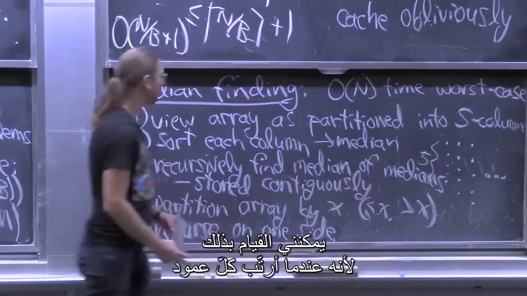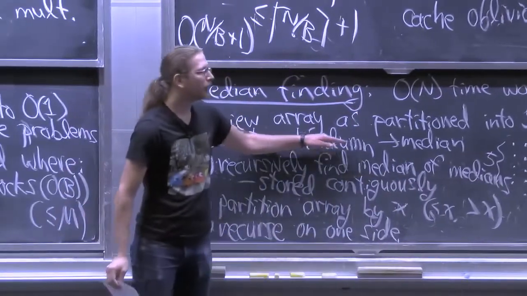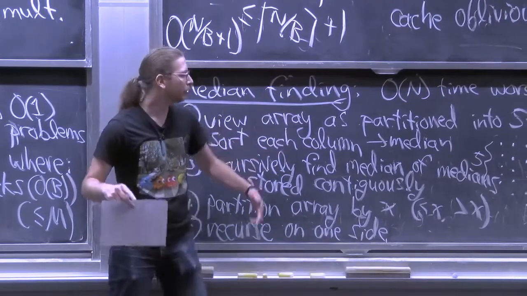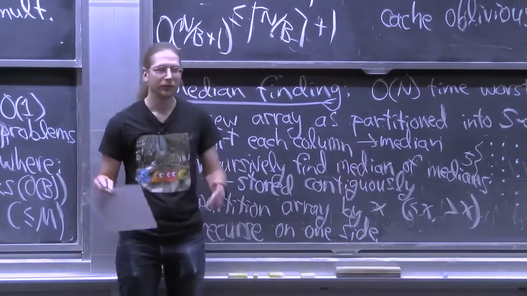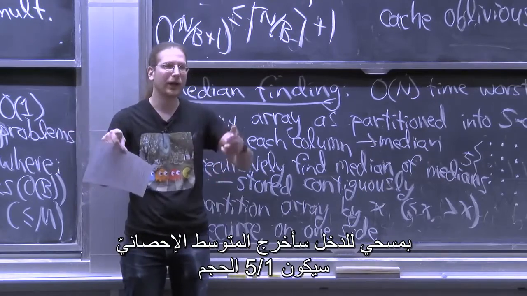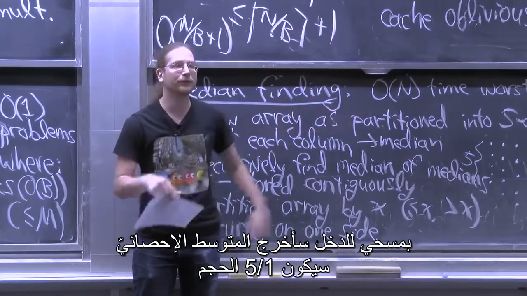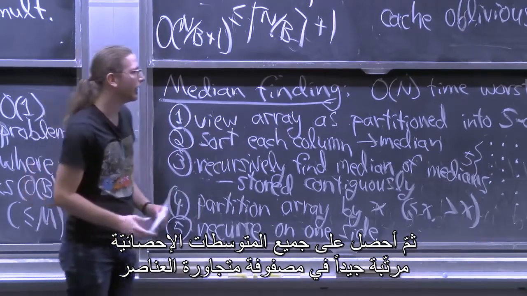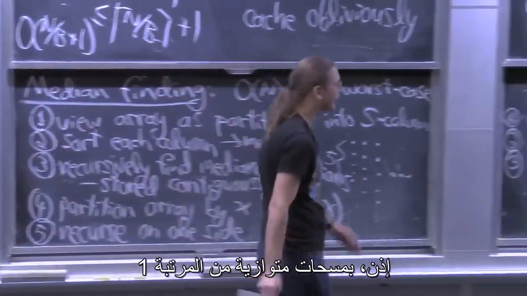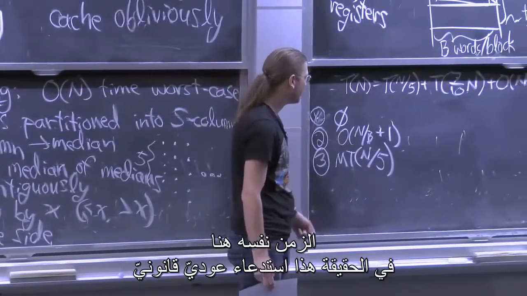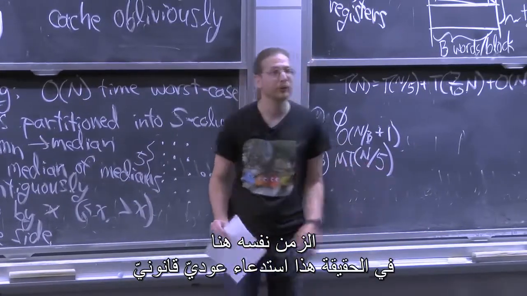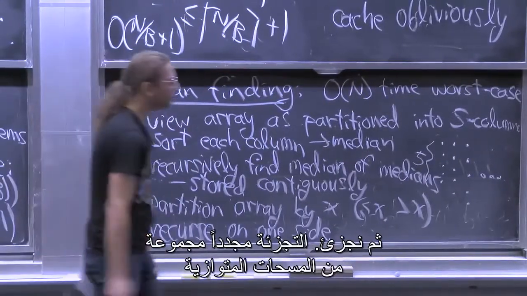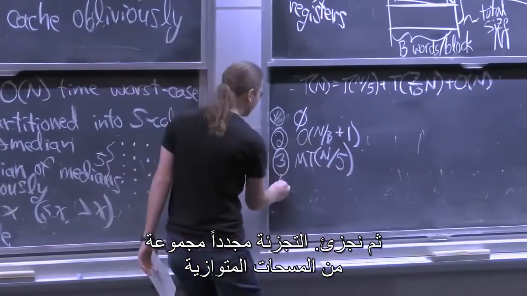I can do that because when I sort each column in one scan, I can have a second scan, which is the output, which is the array of medians. So as I'm scanning through the input, I'm going to output the median. It's going to be 1/5 the size. But then I've got all the medians nicely stored in a contiguous array. So with order 1 parallel scans, same time here, this is actually a legitimate recursive call. Then we partition. Partition, again, is a bunch of parallel scans.